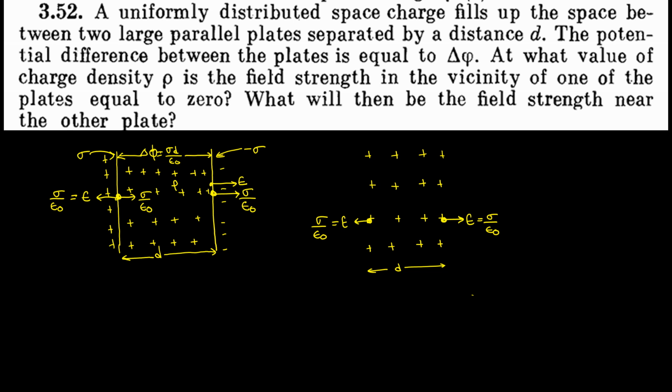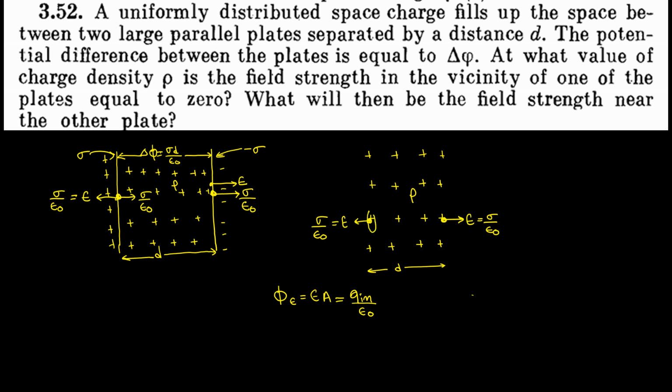Now I have found out the electric field. What the question is asking is to find out the charge distribution rho, or the charge density rho. So I have to use Gauss law, where electric flux, electric field into area, is equal to Q inside by epsilon naught. So I have to take a Gaussian surface out here.